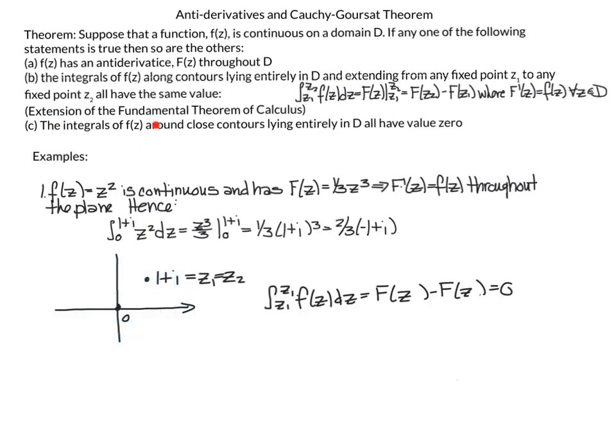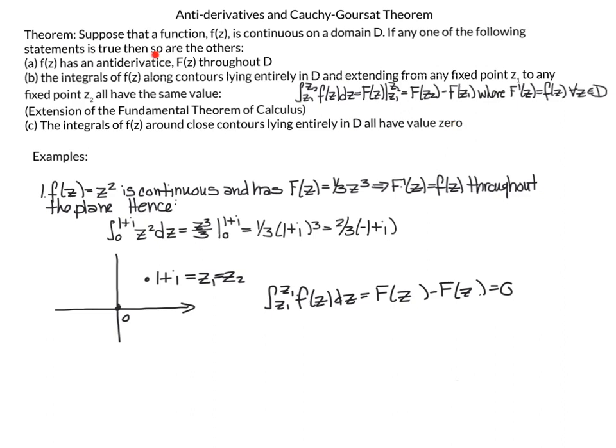This last statement says the integrals around a closed contour lying entirely in D all have value 0. So in other words, if instead of going from 0 to 1 plus i, we had some crazy path, maybe even just a circle, that comes back to 1 plus i, something that starts at the same place it finishes, that's the definition of a closed contour. When we do our integral using part B, then we would have the integral from z1 to z1 of f(z) dz, which is capital F(z1) minus capital F(z1), which will equal 0. So that's what this last statement says.